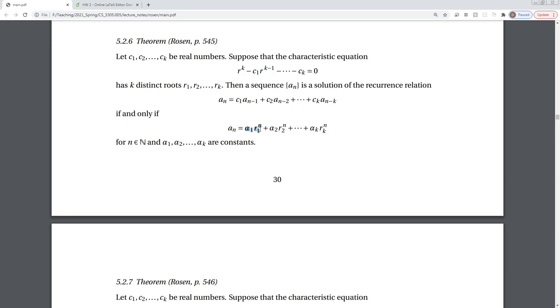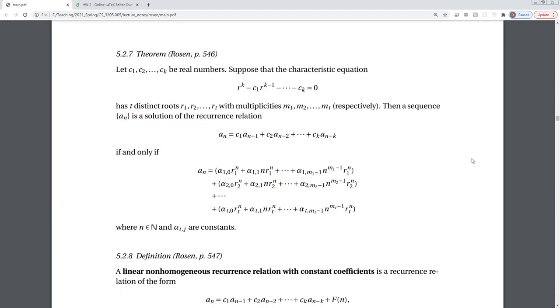So some constant times the first root to the nth power, plus another constant times the second root to the nth power, and so forth, plus a kth constant times our kth root to the nth power, where n is a number and the alphas are all constants. Okay. So now we have yet another theorem that says it's easy to solve the case where the roots are distinct, right? But if we have multiplicity, so some of the roots are repeated and some of them aren't, then it takes on this general form.